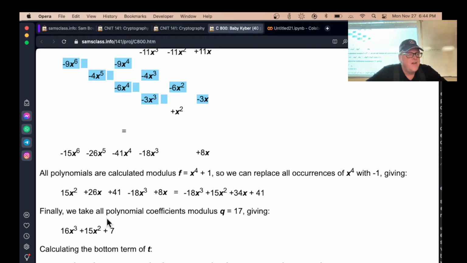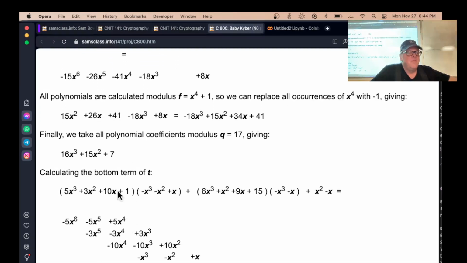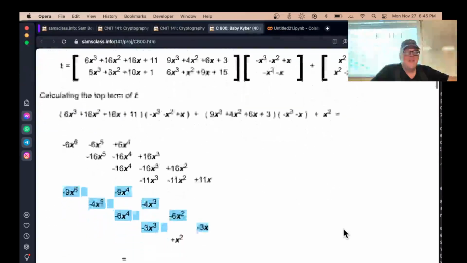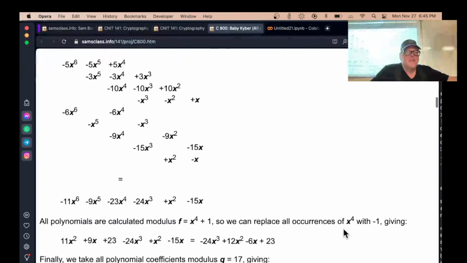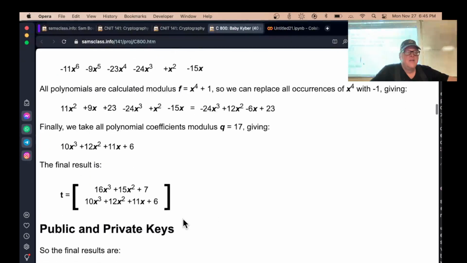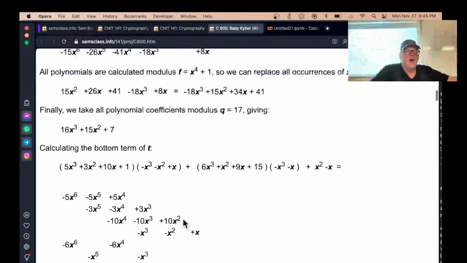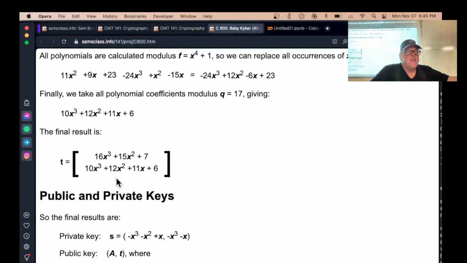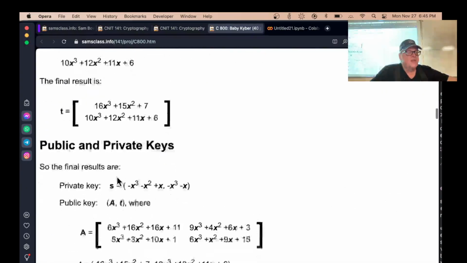So this is the final polynomial you create. That is t. This is the first term of t, the top term of the matrix. We're calculating this number. So there are 2 polynomials we're going to get in the vector, and this is the top term. All right. Then you do the bottom term the same way, and you end up with t, which is this. So now, here's the final results.